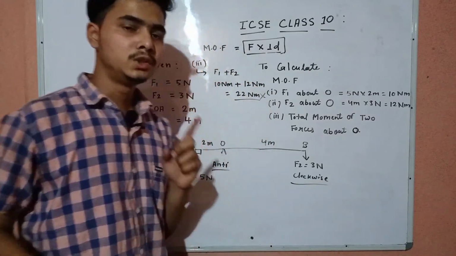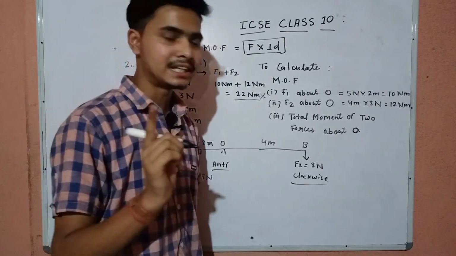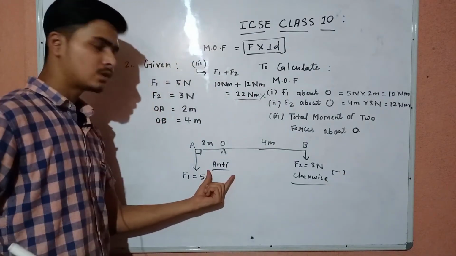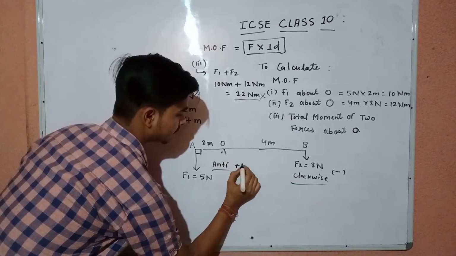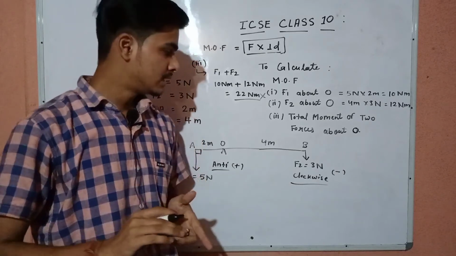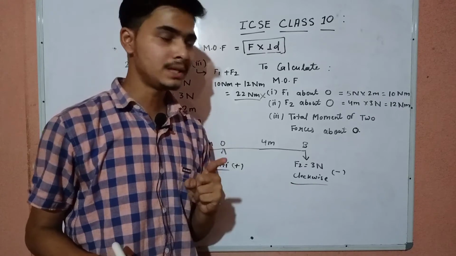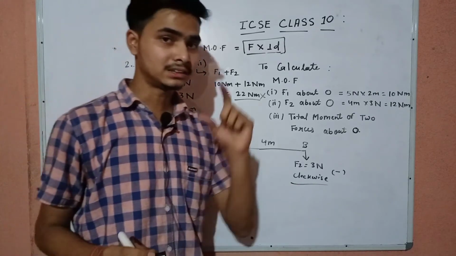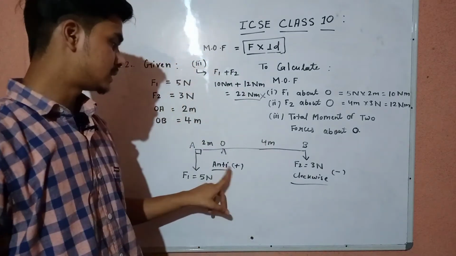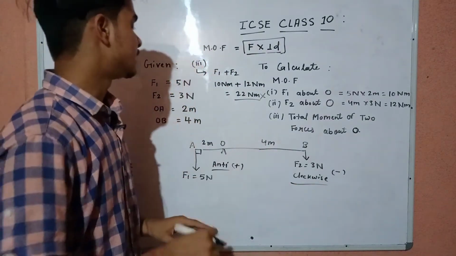Now, one thing you need to remember: clockwise moments are taken negative, while anti-clockwise moments are taken positive. Anti-clockwise moments are always taken positive and clockwise moments are taken negative. If you have read the chapters thoroughly, you would have seen that paragraph in which anti-clockwise moments are positive while clockwise moments are negative. Similarly, we need to do here.